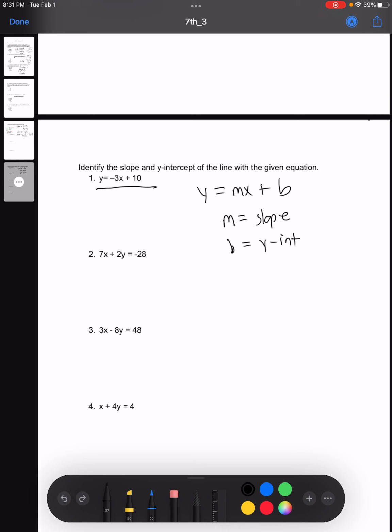If we go ahead and look at number, say, 2, for example, we would need to rewrite this into the form of y equals mx plus b. To do that, we can subtract x first. And then we can divide it all by 2. So we just get y by itself, and that would be equal to -7 over 2 x minus 14. Our m would just be what's in front of the x, so our slope, or m, is -7 over 2, and our y-intercept, or b, would just be -14.